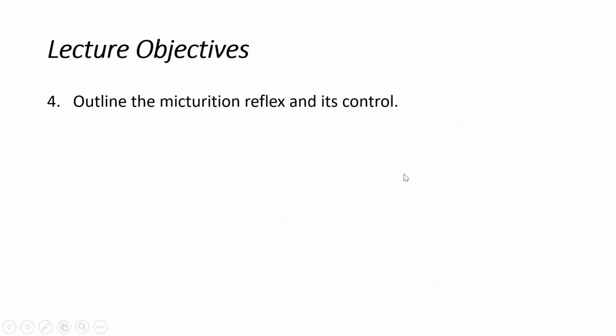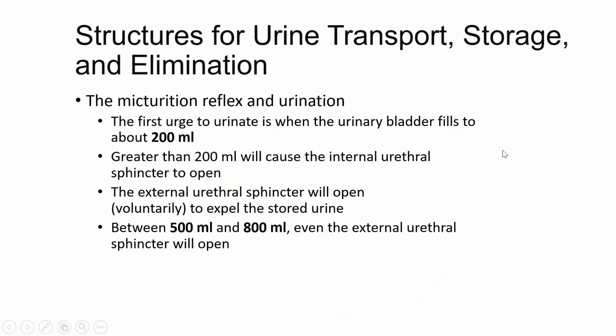Let's talk a little bit about the micturition reflex and how we can control that, which is objective 4. So pretty much the bladder we know is storing urine until it's time to be voided. And there are 2 controls to that. There's the internal urethral sphincter, which we do not control. It's smooth muscle, so it's under involuntary control. And then there's the external urethral sphincter that we do have some voluntary control over.